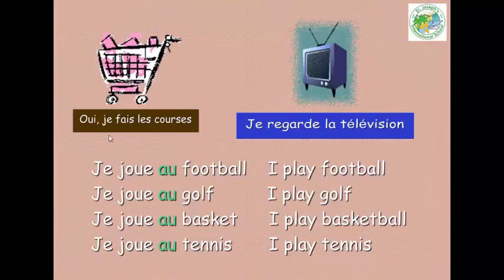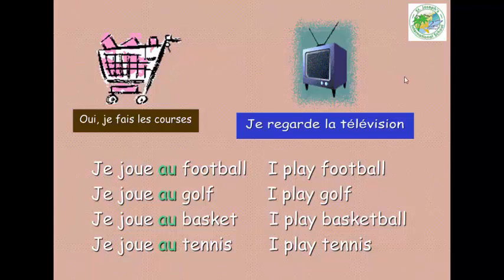Le verbe faire ici, it means to do shopping. Like, oui, je fais les courses. Je joue au football. Je joue au golf. Je joue au basket. Je joue au tennis. OK? So, here some activities. If you want to say, I'm doing shopping, you will say, je fais les courses. OK?